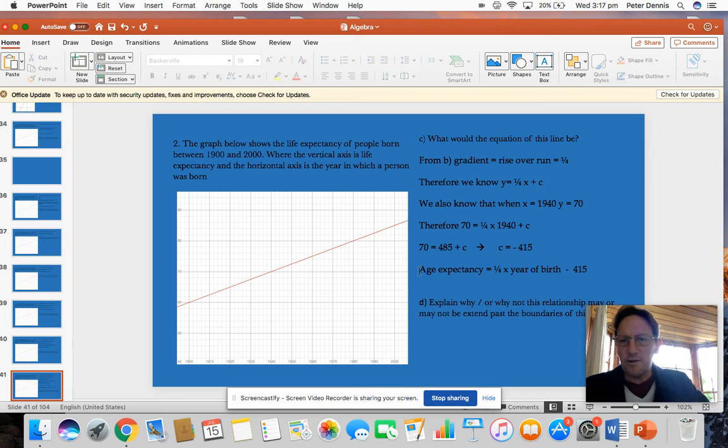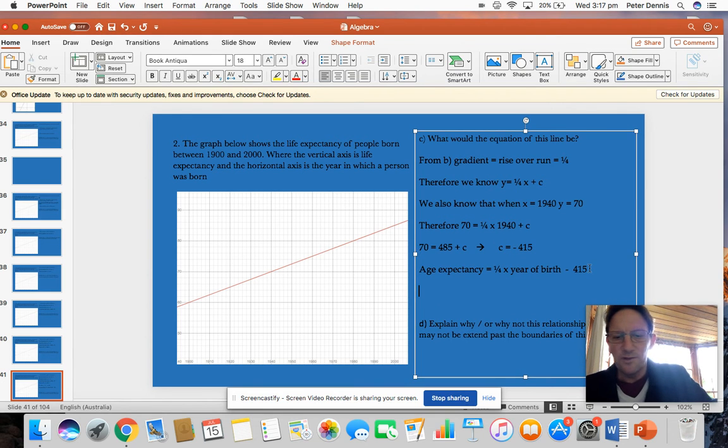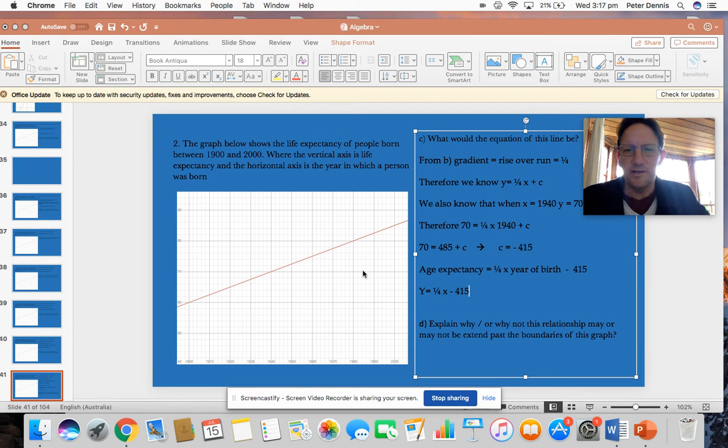So what is our equation? Our equation is age expectancy equals 1/4 of the year you were born minus 415. And that would be the answer. If you wanted to put it into y equals 1/4 of x minus 415, that's fine as well. Either way would be perfect. So there's two options, I guess, with your final answer.